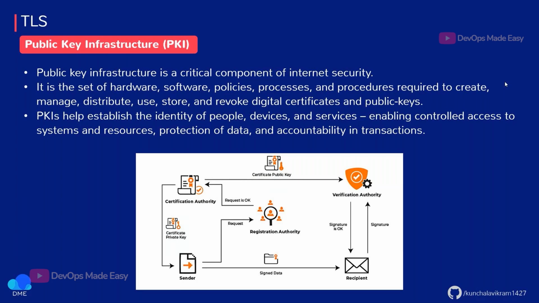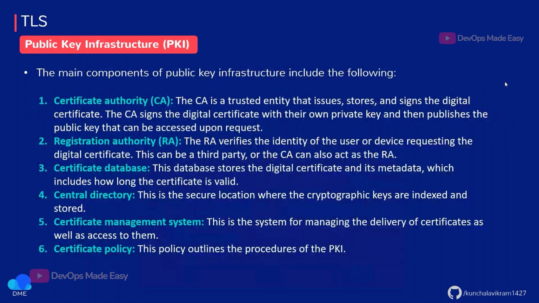Got it? So there are multiple components involved in PKI, like the certificate authority, which can actually issue the certificates for the domains. The registration authority, also known as RA, maintains or verifies basically who is actually requesting a certificate. Not everyone can request a certificate, right? So only valid users or devices should request a certificate.